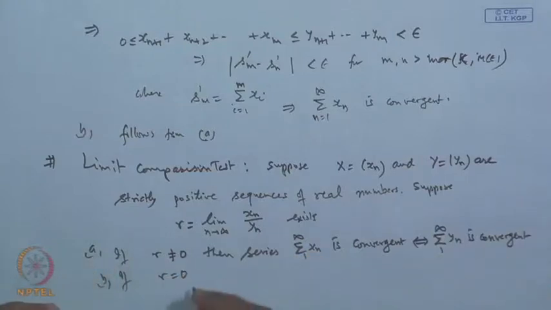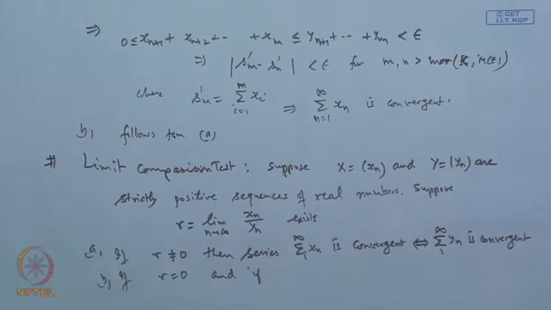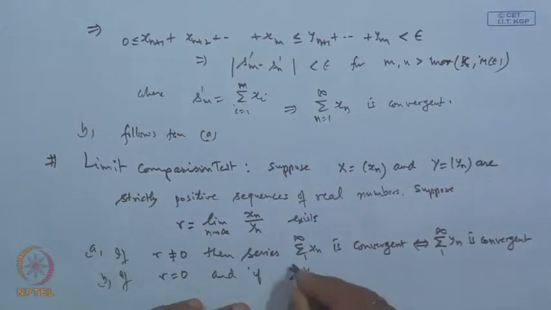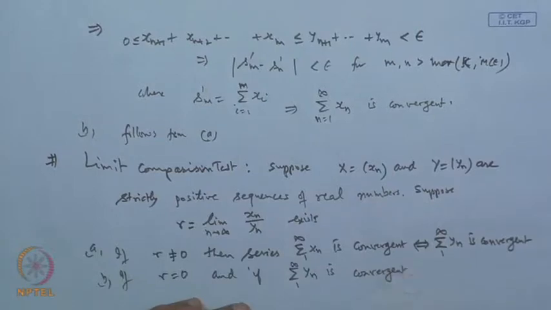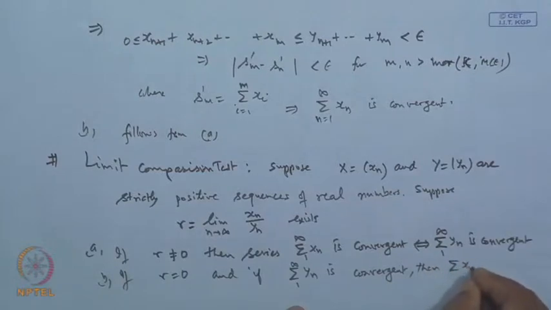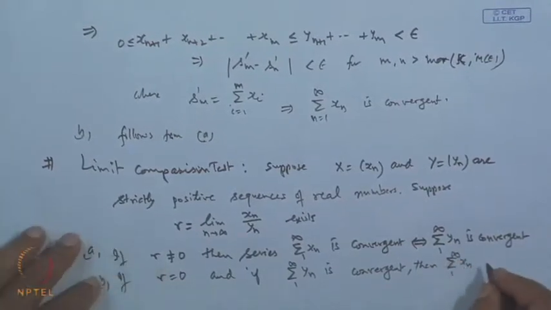Then, if r is 0 and if sigma y_n is convergent, then sigma x_n, 1 to infinity, is convergent.